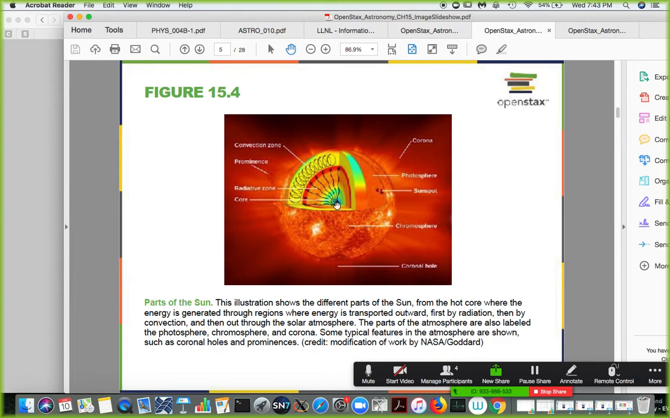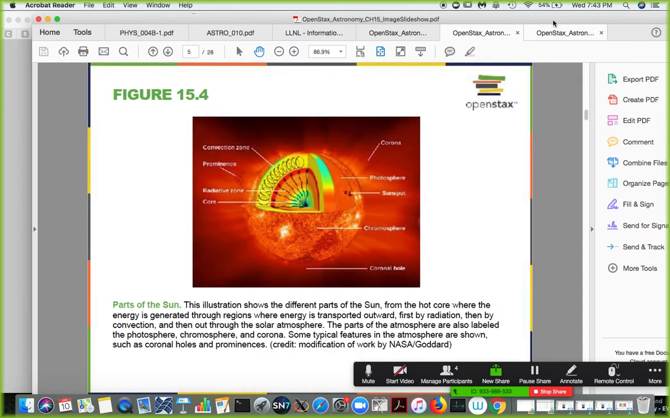Now, briefly speaking, how do we divide the sun into three main regions? The center part, the core. The core of the sun is where the energy of the sun is produced. And the energy of the sun comes out of a fusion reaction.